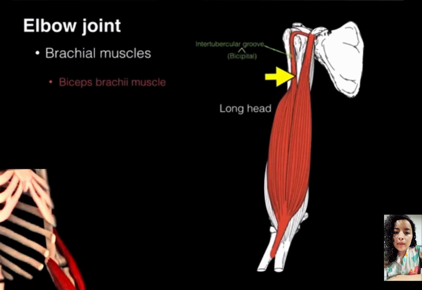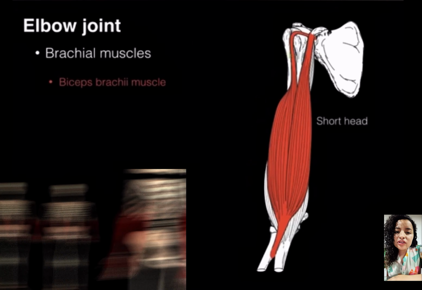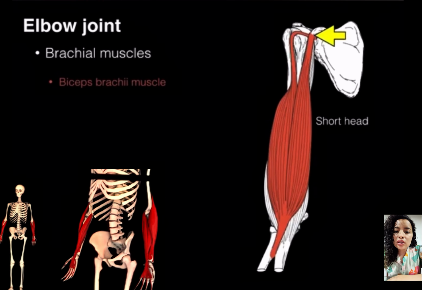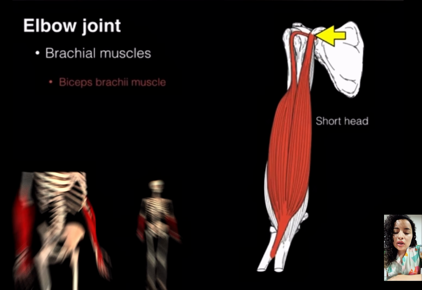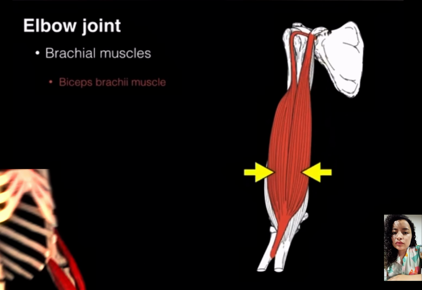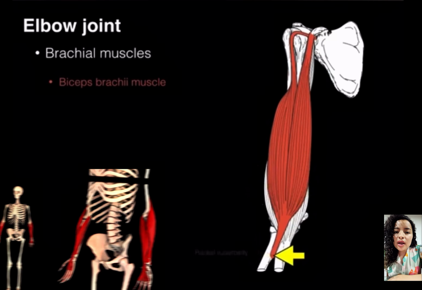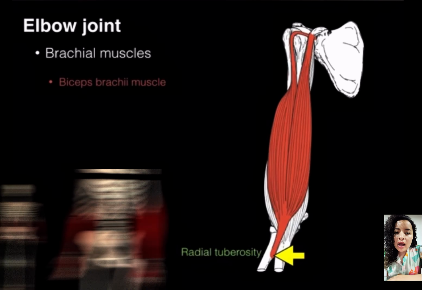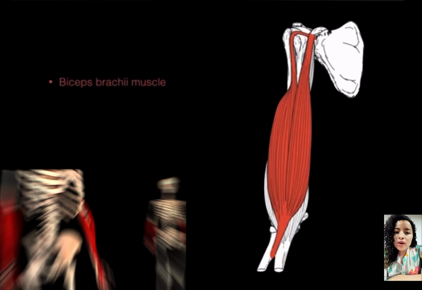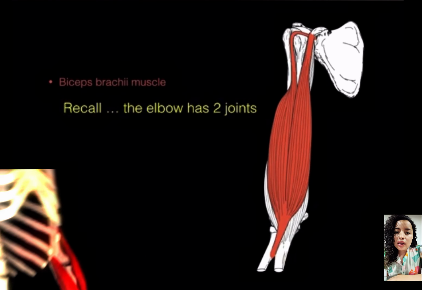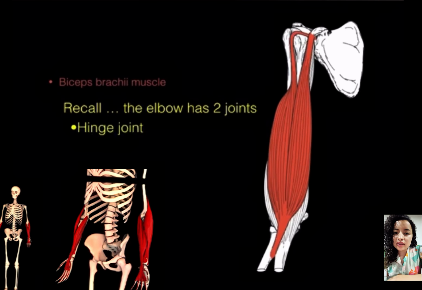So to start, let's talk about the biceps, because this muscle has two heads on the brachium or arm, hence the name biceps brachii. One of those heads is the long head, named because it's longer, and the short head.